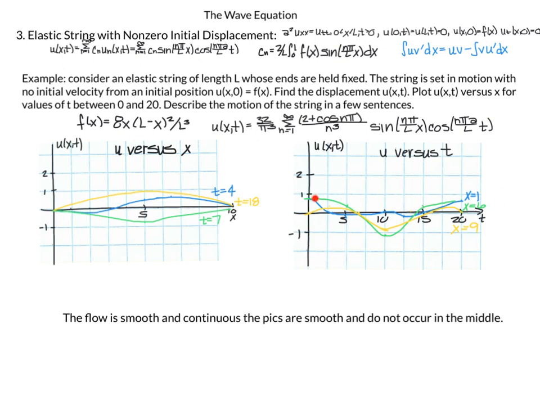But at x equals 1, you can see the point very close to the left boundary, how it moves in time. This over here, x equals 6, that's 6 over 30, so 1/5 of the way on the string, you can see how that point moves in time. So the flow is smooth and continuous, and the pictures are smooth, and the peaks are smooth, as you can see, and they do not occur in the middle.